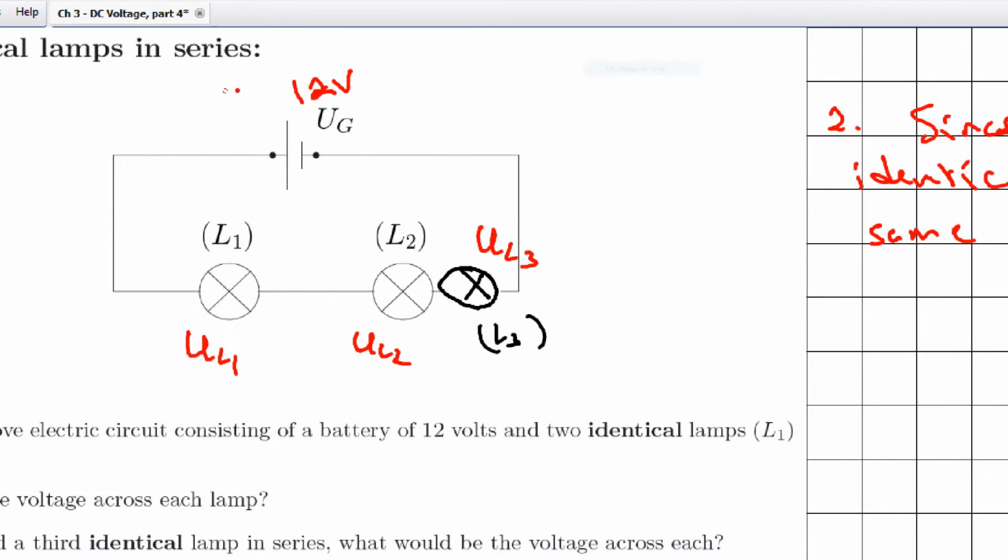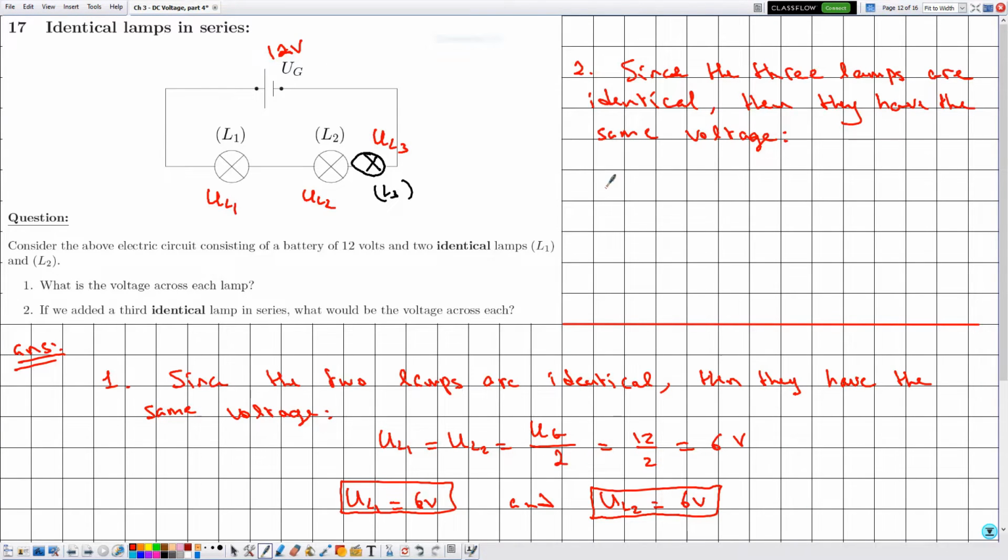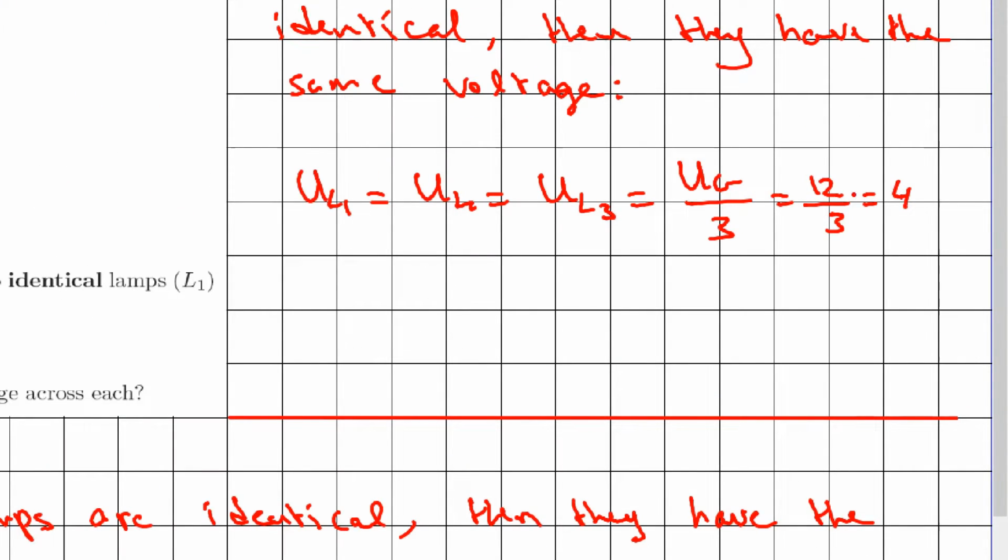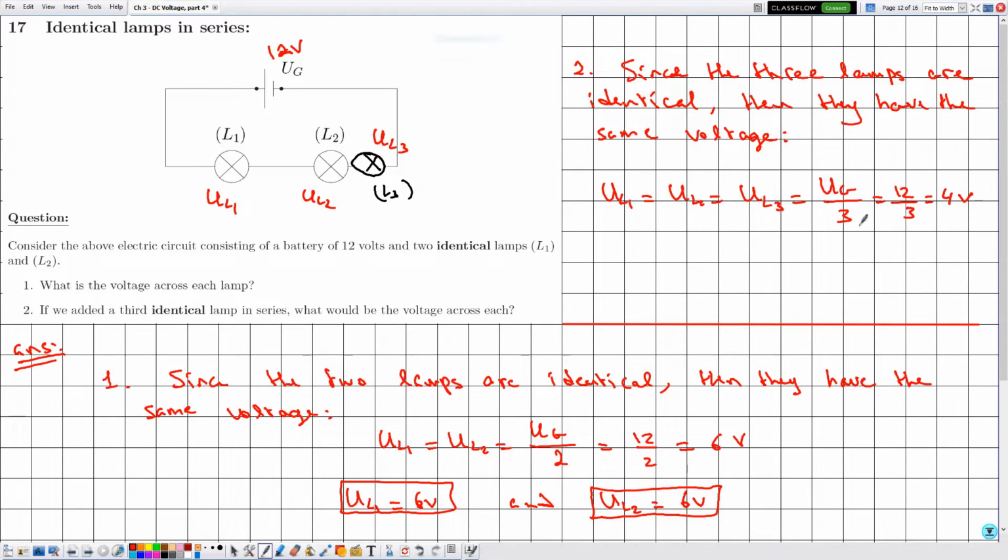Then simply in order to share this applied voltage to the 3 lamps, we divide 12 volts by 3. Then we can say that UL1 is equal to UL2 is equal to UL3 is equal to the voltage of the generator, which is the applied voltage, divided by 3. Why 3? Because here we have 3 lamps, which is equal to 12 divided by 3, which is equal to 4. Since 12 is expressed in volts, then all of these voltages will be expressed in volts. Then we have that UL1 is equal to 4 volts. UL2 is equal to 4 volts. And eventually UL3 is equal to 4 volts.